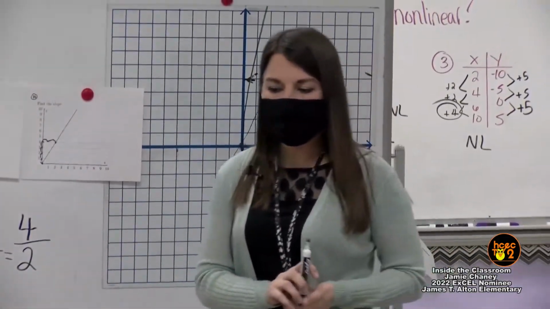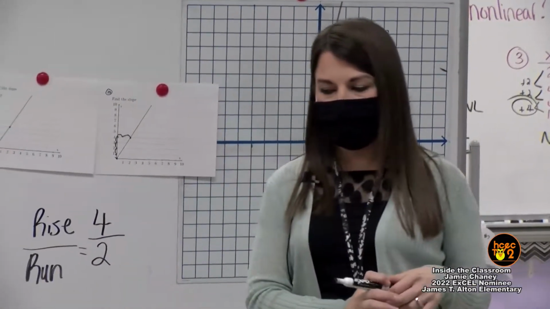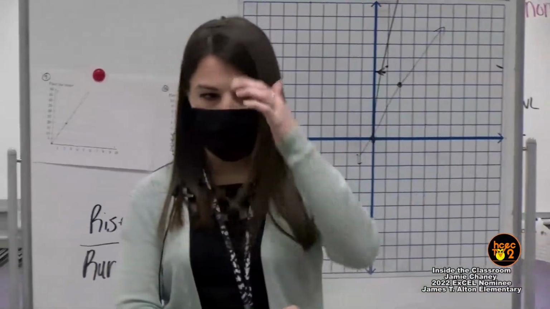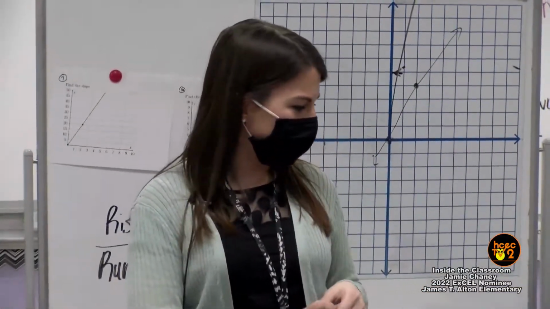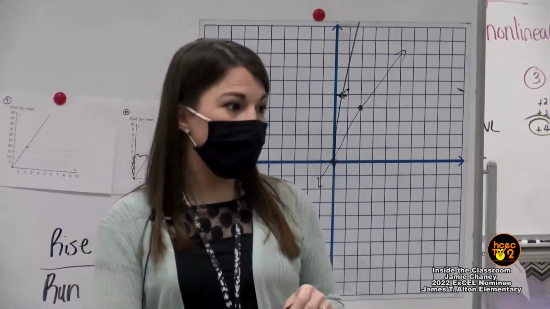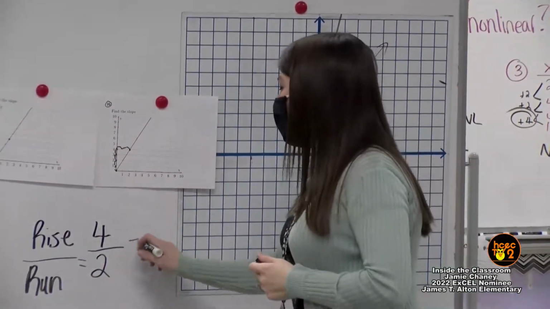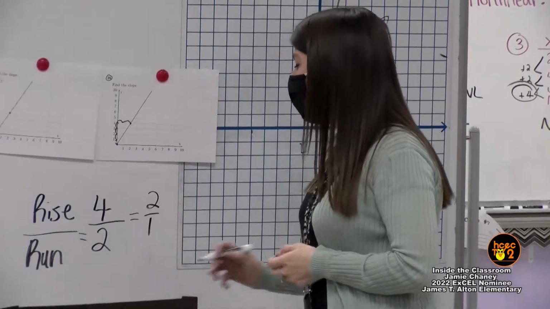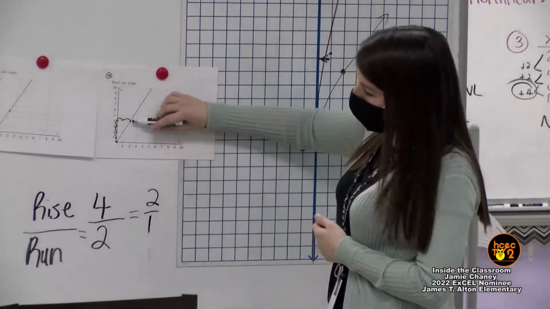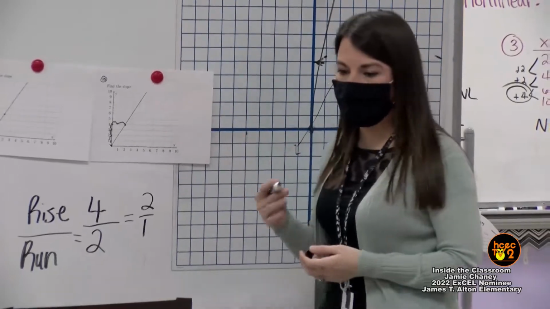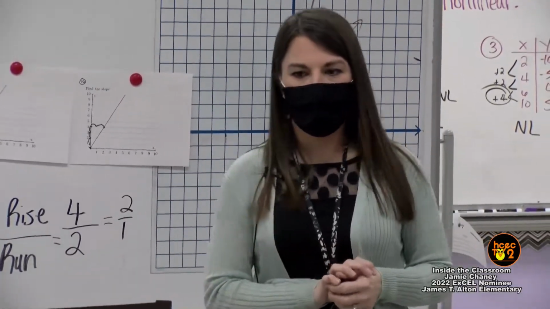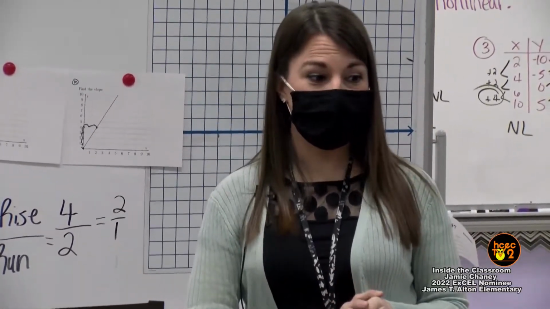Can I simplify this any? Yeah. If you see it as a fraction, the bigger number is on top, you can just divide those. 4 divided by 2, what does that give me? 2. And if you're not sure, just type it in your calculator. 4 divided by 2 is 2, or 2 over 1. But either way, if you looked at this graph, it's going to go up 4 and over 2 every single time. Does anybody have any questions about that?